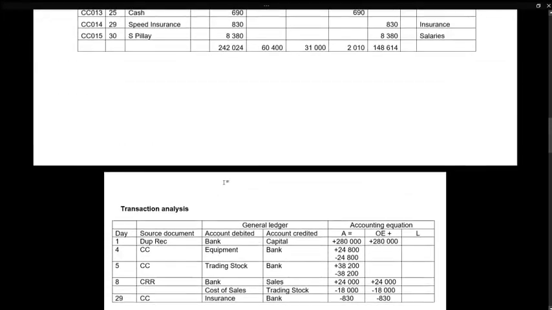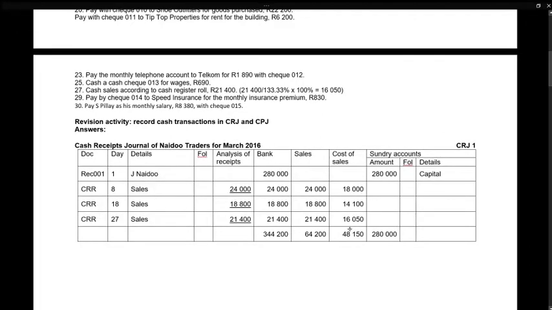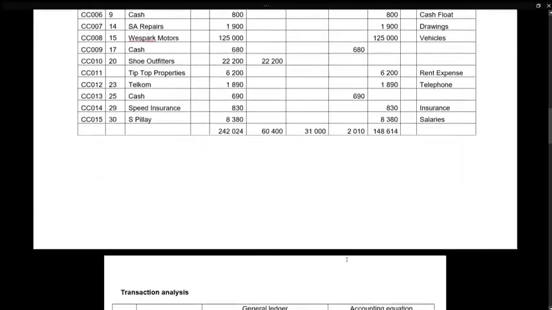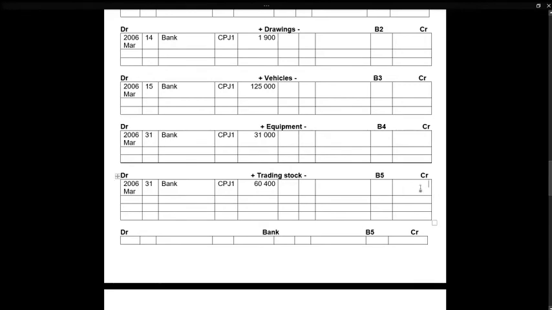Also, I sold some trading stock to the value of, remember, my cost of sales, essentially what I bought my trading stock for originally, 48,150 Rand. So my trading stock will decrease with this amount. Reason being, I had cost of sales. Right, 48,150 Rand. So trading stock decrease 48,150 Rand. Where did I get this information from?